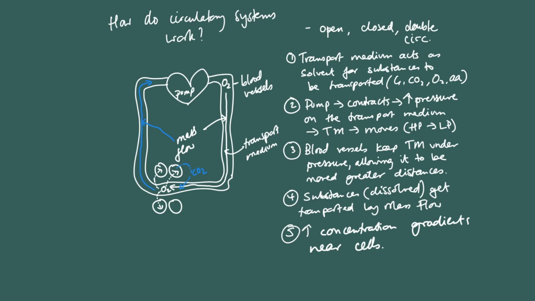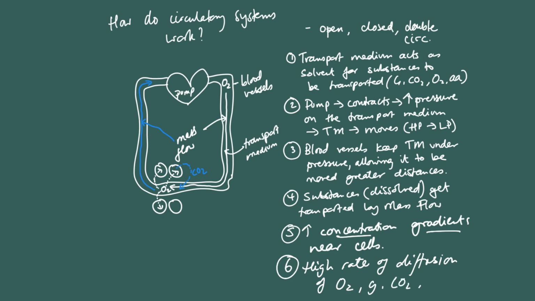Okay, so that's the key point about how circulatory systems work. Pressure, transport medium, the movement of the transport medium within the blood vessels, and that maintains our concentration gradient near cells, and therefore we have a high rate of diffusion of things like oxygen, glucose, carbon dioxide, wastes such as urea. Just remember the directions in which they're moving.